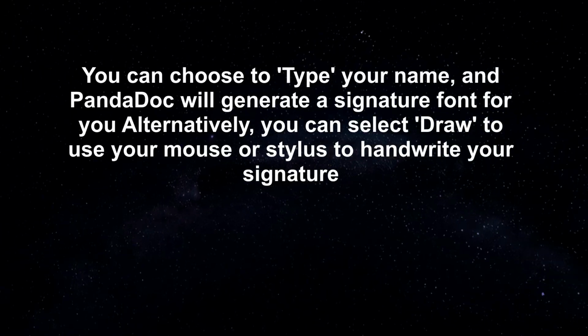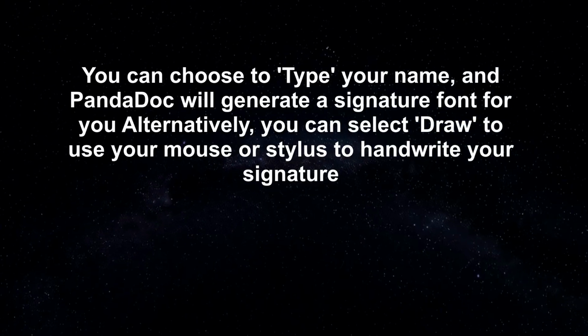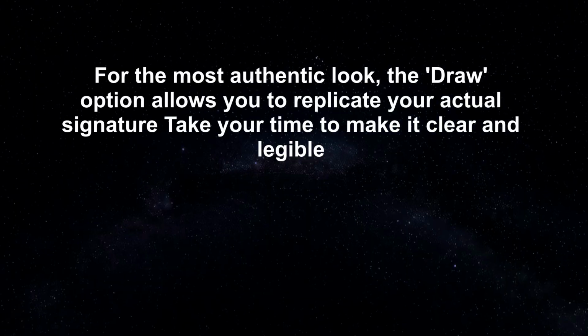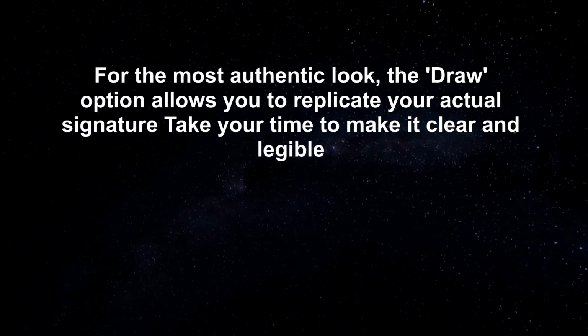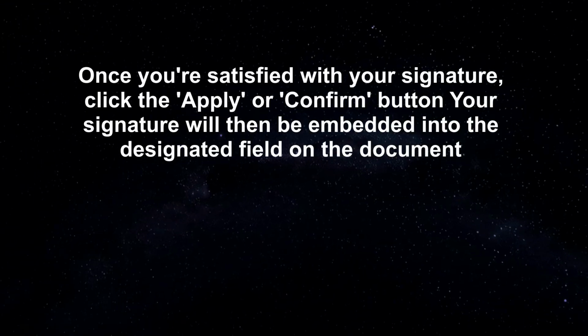Alternatively, you can select Draw to use your mouse or stylus to handwrite your signature. For the most authentic look, the Draw option allows you to replicate your actual signature. Take your time to make it clear and legible. Once you're satisfied with your signature, click the Apply or Confirm button.